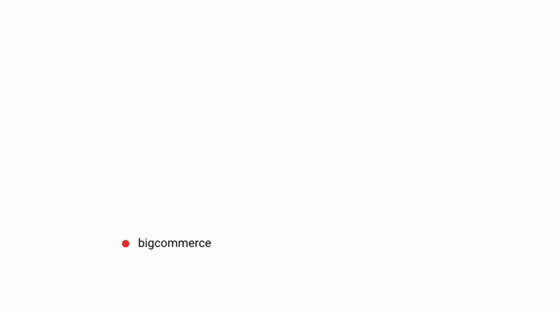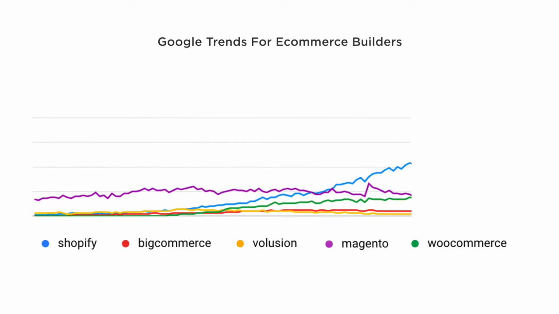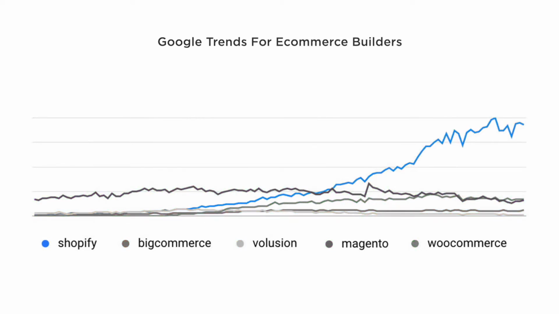Shopify's competitors are more like heavyweight e-commerce builders like BigCommerce, Volusion, Magento, or WooCommerce. And as you can see from Google Trends, Shopify has overtaken these competitors over the last 10 years. So how did Shopify win the e-commerce market? Well, they won it by relentlessly launching innovative features. Let me give two examples.